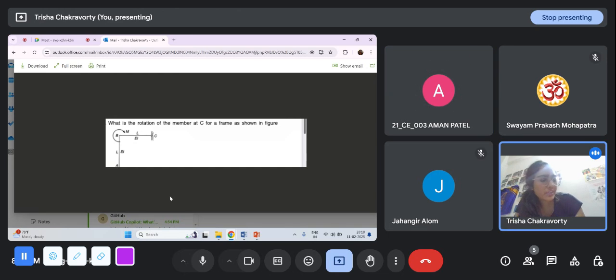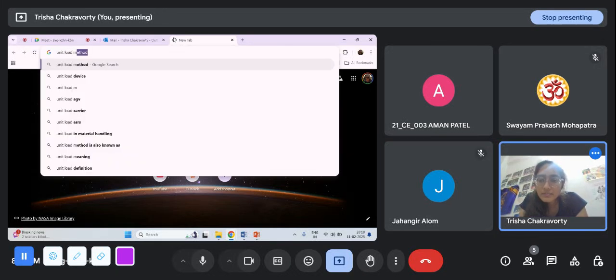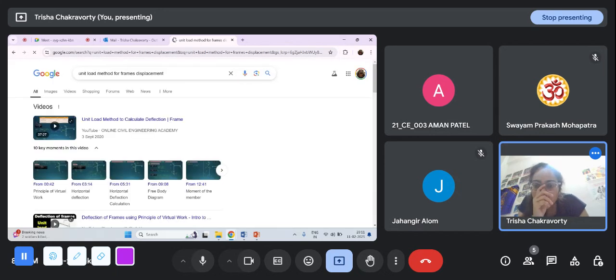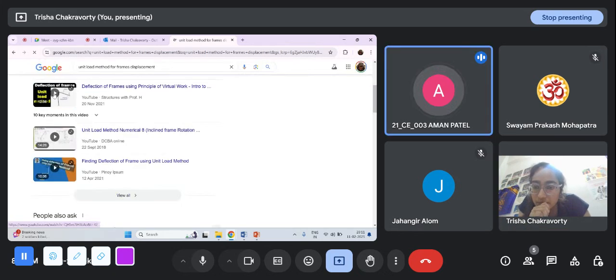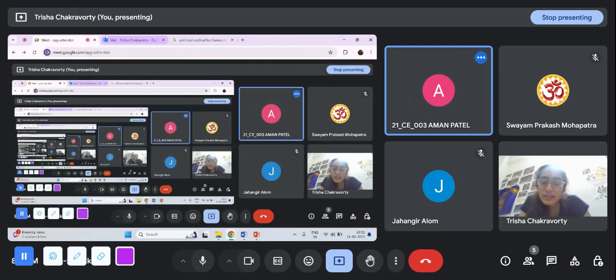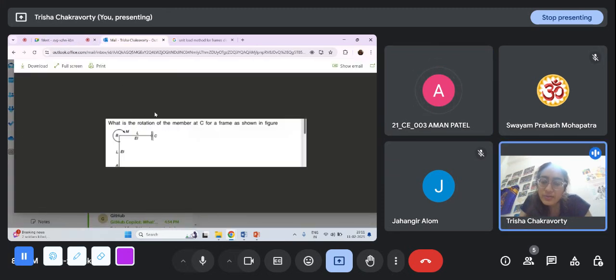मुझे एक बार फ्रेम्स, one second. Unit load method for frames. मैम, BC का स्लोप डिफ्लेक्शन मैंने किया. अच्छा, तुमने स्लोप डिफ्लेक्शन मेथड से किया है ये? हाँ जी. अच्छा, हाँ. तो फिर बोलो, प्रॉब्लम कहाँ पे है?